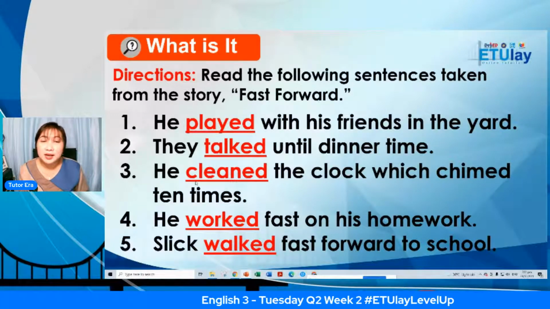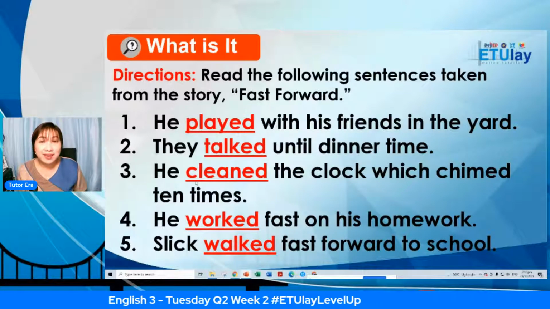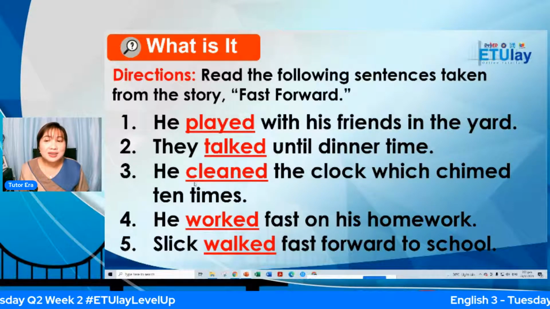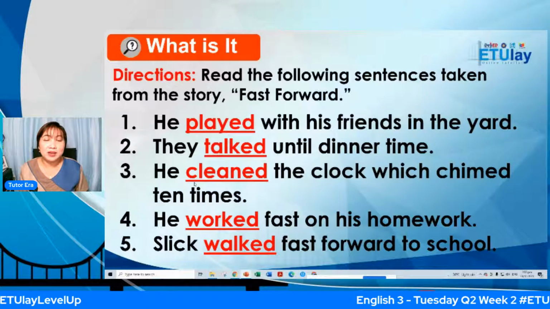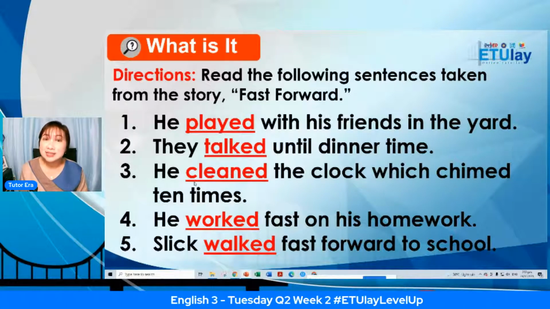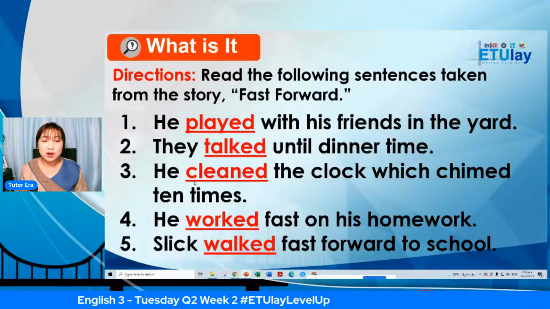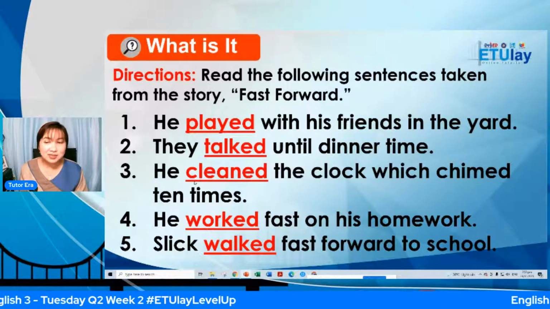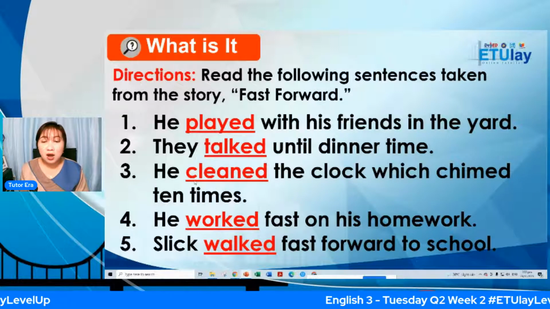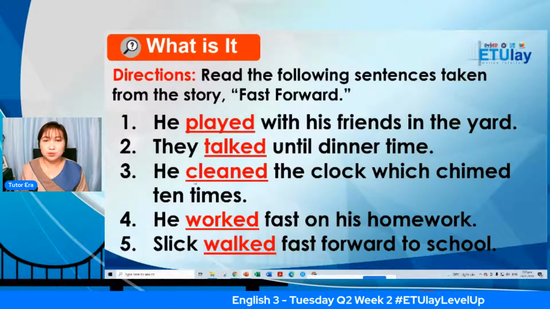Number one, he played with his friends in the yard. Number two, they talked until dinner time. Number three, he cleaned the clock which chimed 10 times. Number four, he worked fast on his homework. And number five, Slick walked fast forward to school.